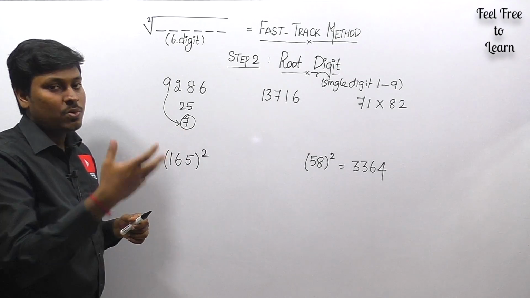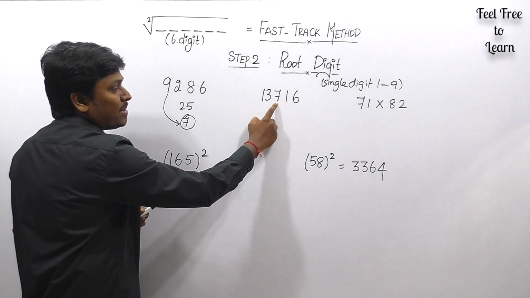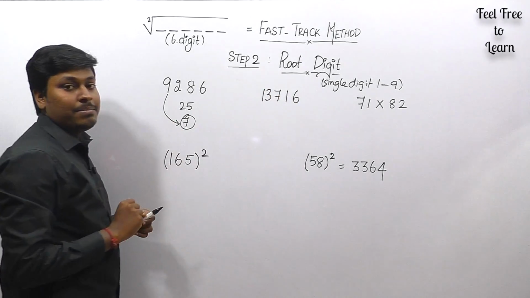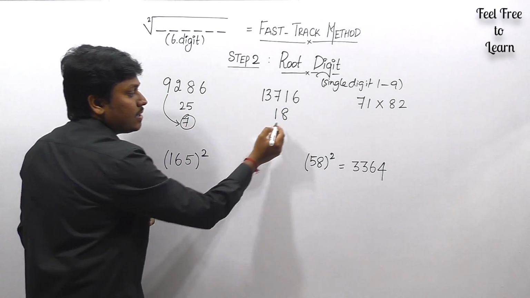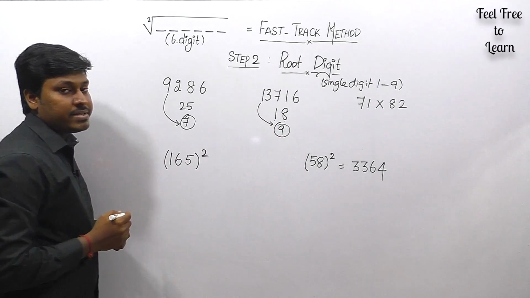13716. If they ask what is the root digit of the number, first of all, you need to add all the numbers, right? So 7 plus 3 will be 10. 1 plus 1 will be 2, 12. 12 plus 6 will be 18, right? So this becomes 18, but the root digit should be in a single digit. So 8 plus 1 will be 9. So finally, the root digit of this number is 9.